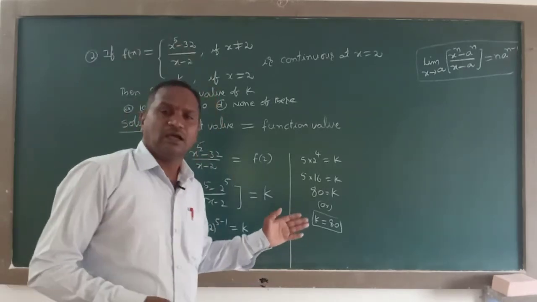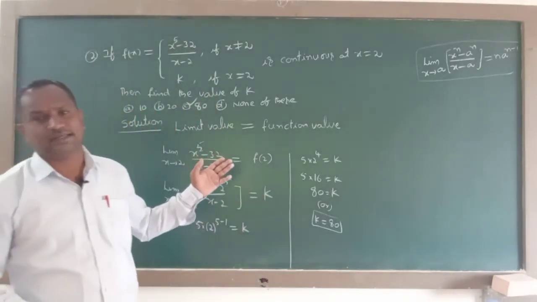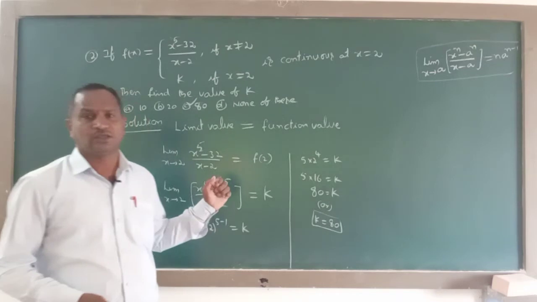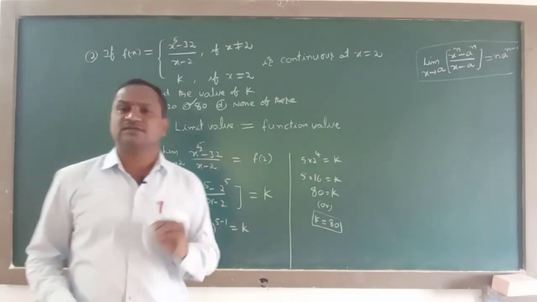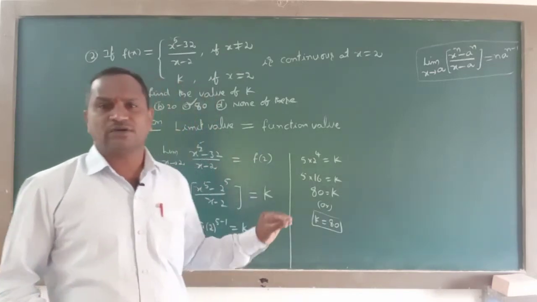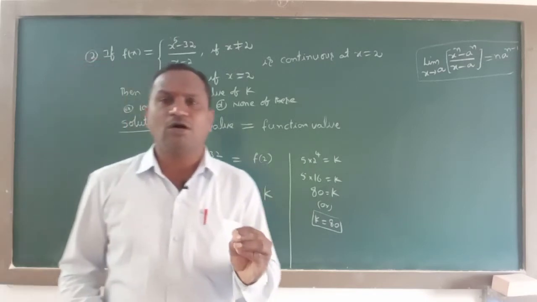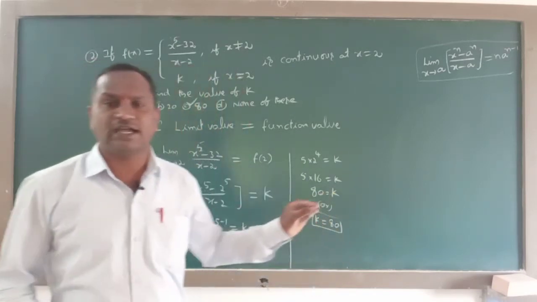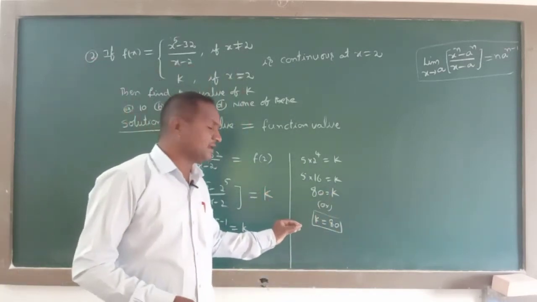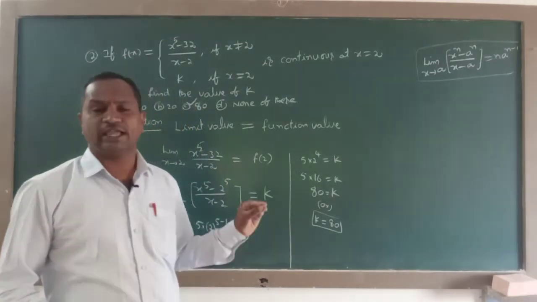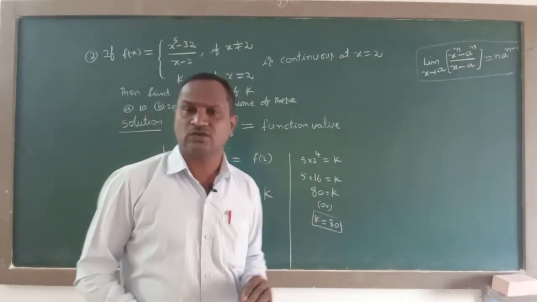By using L'Hospital rule also you will get the same answer here, because we knew some formulas of standard limits now. That's what I have applied here, the formula of standard limit. With the help of that, finally we got the answer 80. Therefore, k is equal to 80 is the correct answer for this question.